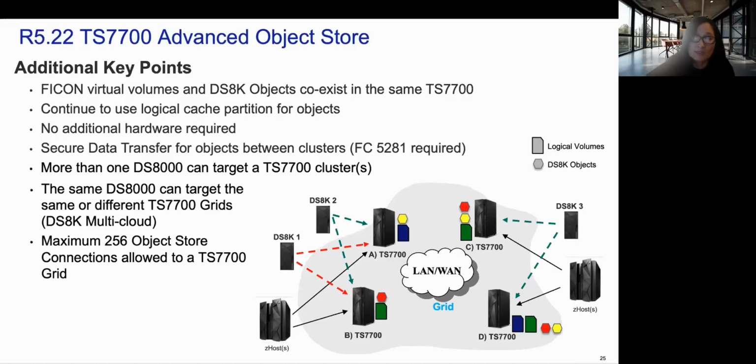And then more than one DS8000 can target the 7700 clusters. That remains and continues. The new thing now is that the same DS8000 can target multiple grids or even the same grid. Now, why would you want to have the DS8000 target the same grid for different cloud configurations? This ties into policy management. And actually, I have another session that goes deeper into that policy management subject, so I'm not going to get into it in this release because there's a lot of information in that area.